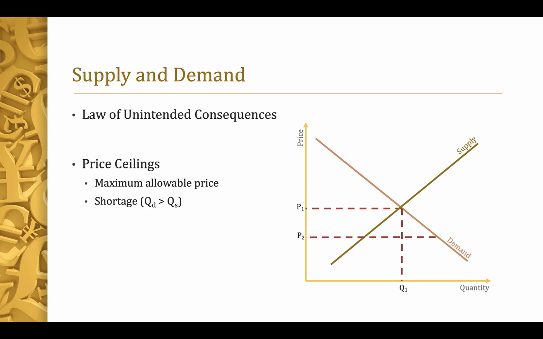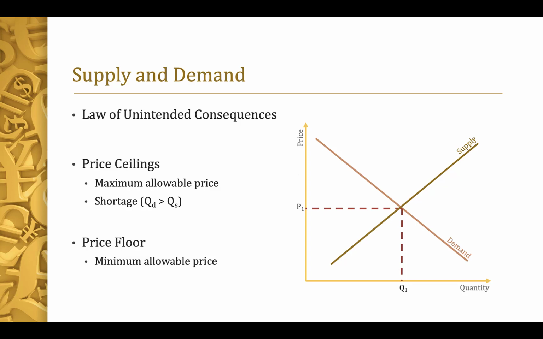Or consider the opposite case, that of a price floor, a minimum allowable price for a good. These are less often the result of government intervention and more often reflective of producer cartels, which seek to impose higher prices by reducing the quantity of goods supplied to the market.